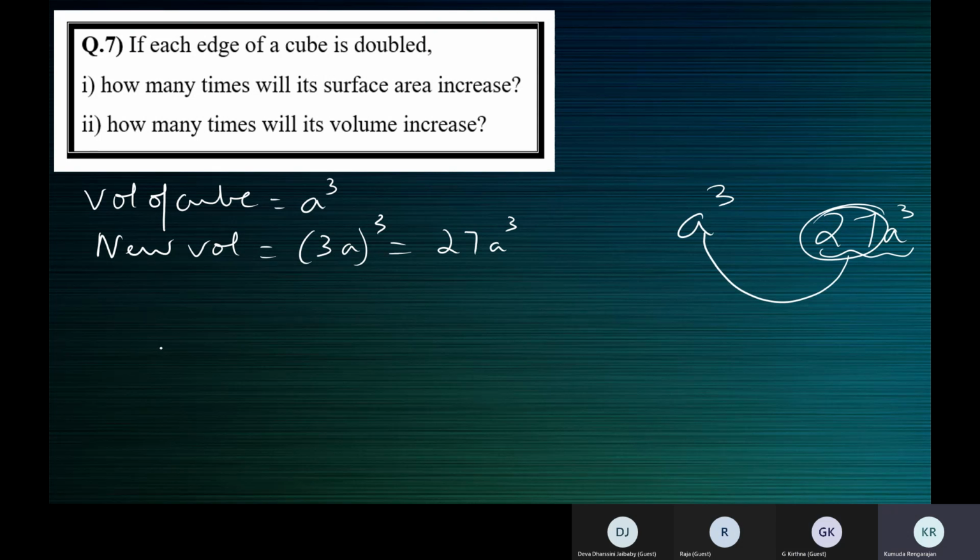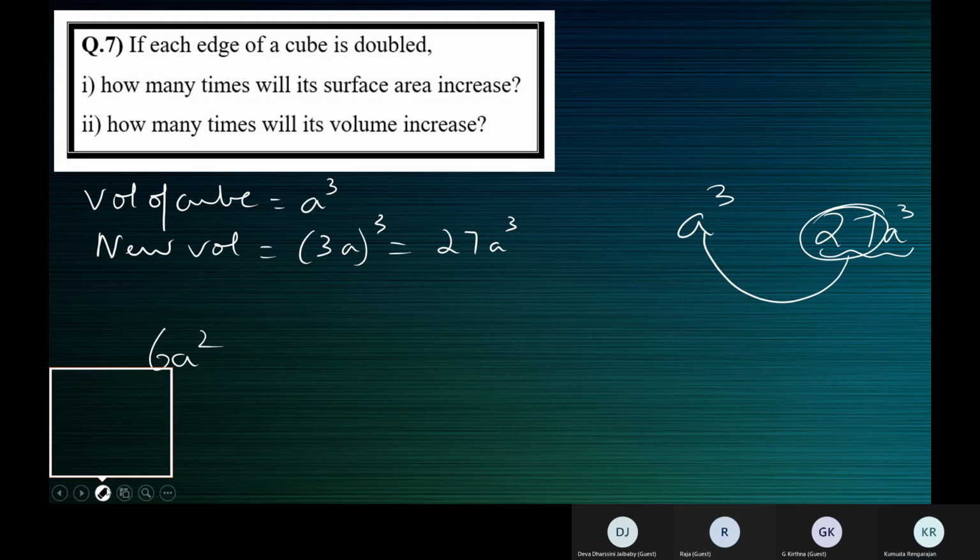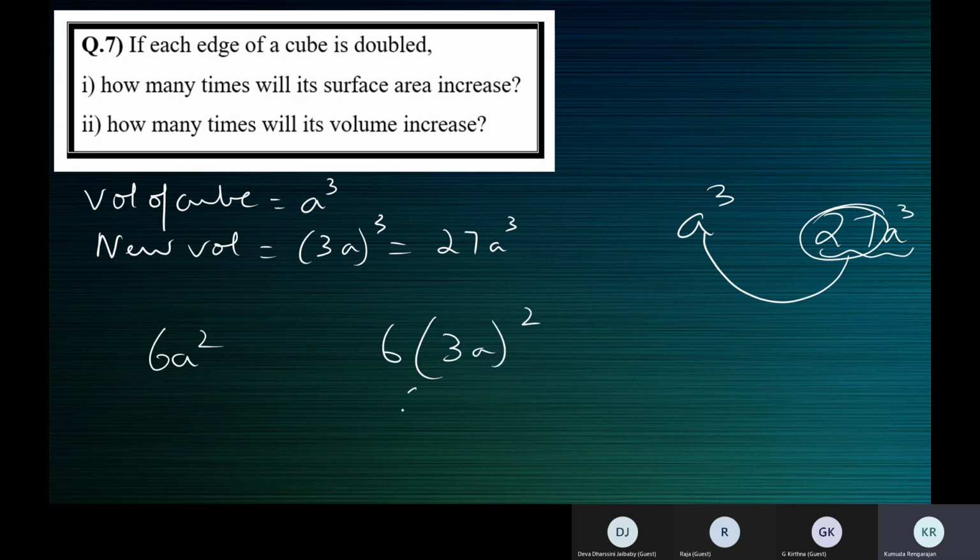What's the original surface area? 6a squared. What's the new surface area? 6 into 3a squared. What's the answer? 18a squared. What is 3 square? 9, ma'am. 9 times 6 is 54. So it's like this: 6 into 3a the whole square, 6 into 9a square, 54a square.